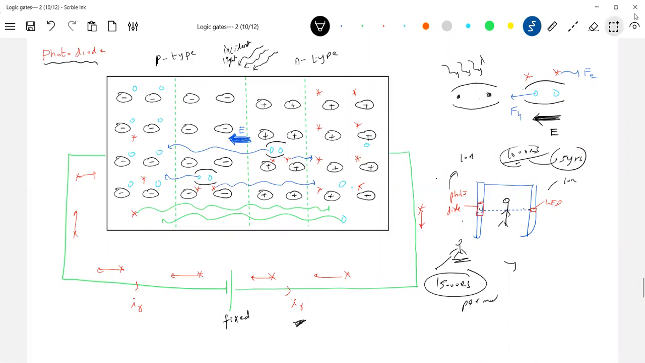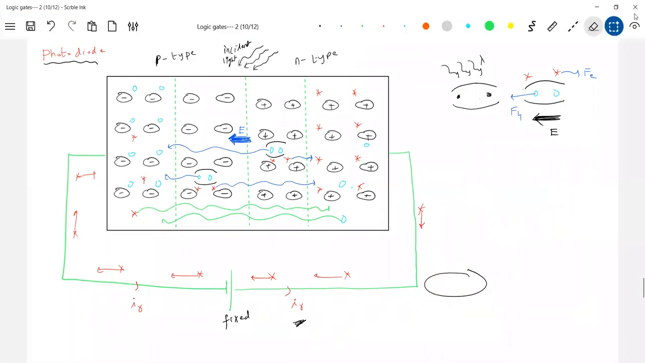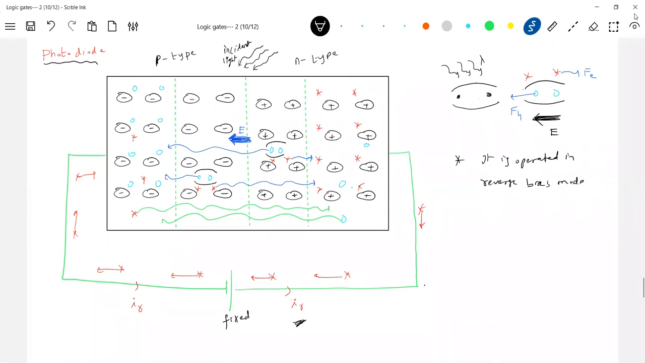So what is the key idea of photodiode? It responds to incident light. It will convert light energy into electrical energy, the reverse of an LED. For that, the photodiode is operated in reverse bias mode. Very small topic, it will get over within another 5 minutes, then I'll wind up.